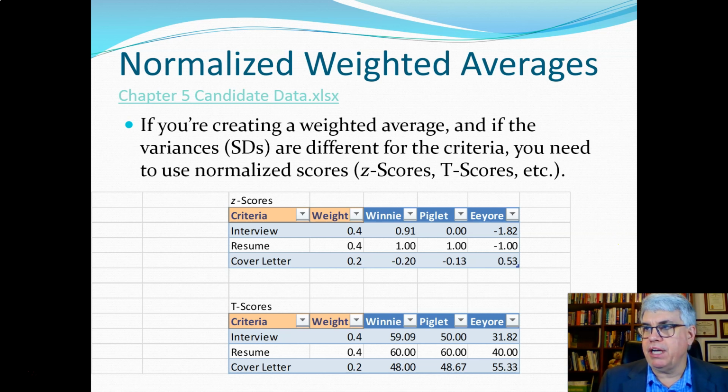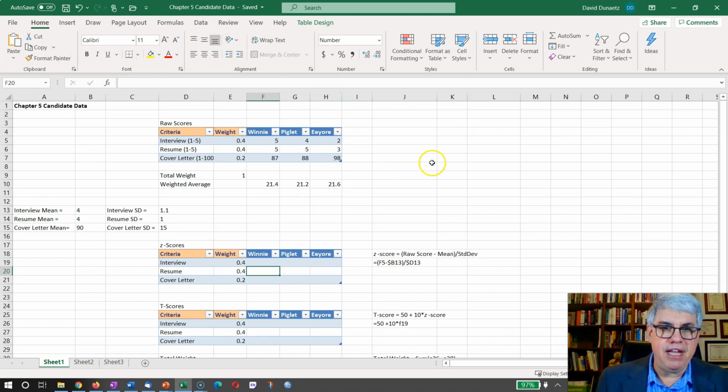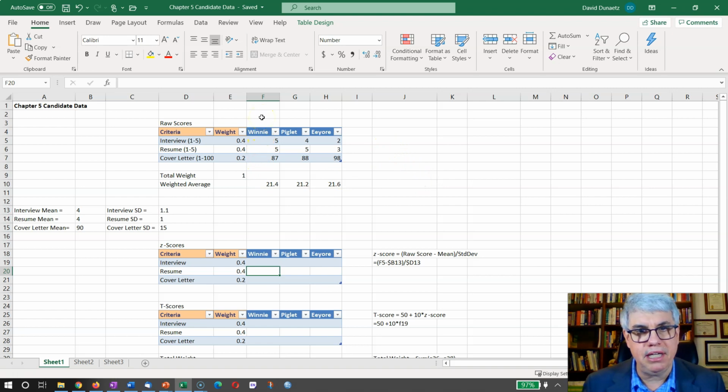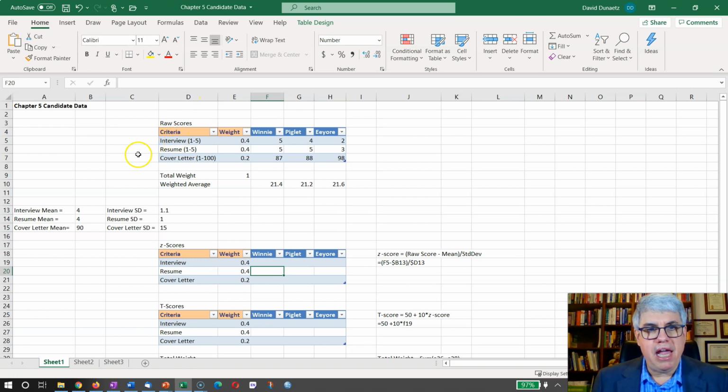Now let me bring some data over here. I have got some candidate data from 3 candidates, Winnie the Pooh, Piglet, and Eeyore. And all 3 applied for the same job, and they have gone through various tests. They've been interviewed, their resume has been evaluated, and their cover letter has been evaluated also. And the interview goes on a 1 to 5 scale, and it's going to be 40% of the weight.